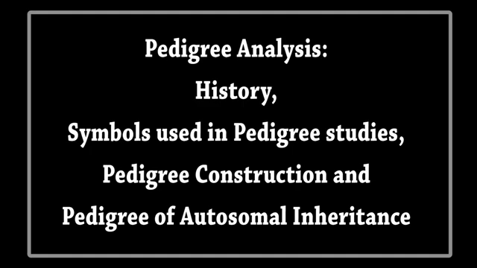Dear students, Module 4: Pedigree Analysis. History, symbols used in pedigree studies, pedigree construction and pedigree of autosomal inheritance. The main objectives of this episode are to know about the history of pedigree studies, to understand the symbols of pedigree analysis, to understand the construction of a pedigree, and to understand the pedigree of autosomal inheritance.